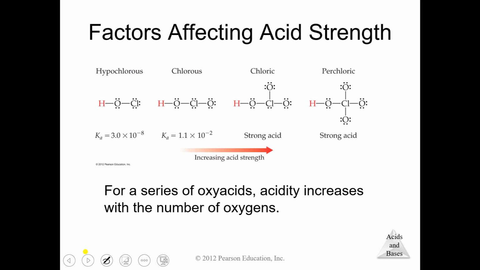I'm not going to worry about this with you, except as a good rule of thumb or a trick, that the number of oxygens increases acidity. So the more oxygens that are present, the more acidic the compound is.